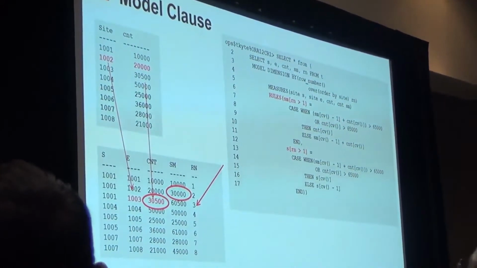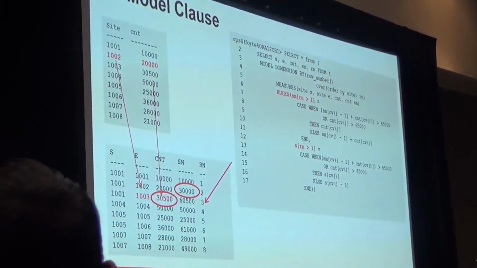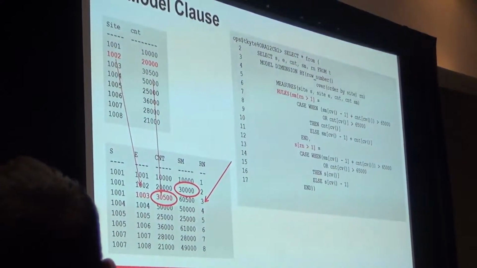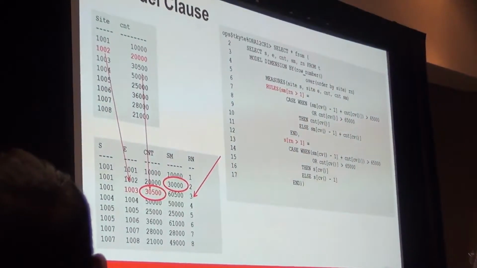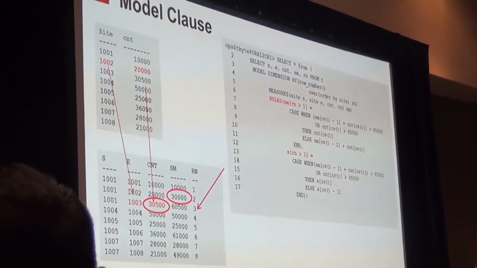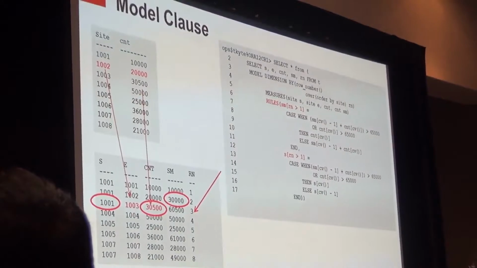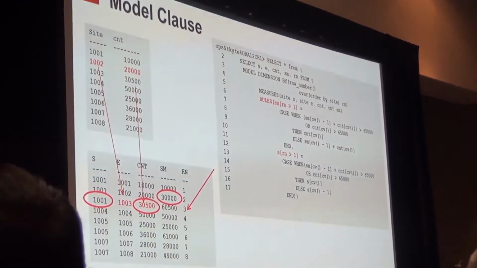I can add the 30,000 to the 30,500. That does not exceed that 65,000. So I'm going to go ahead and output 65,500. The site ID, I do the same sort of computation, and I still get 1,001.